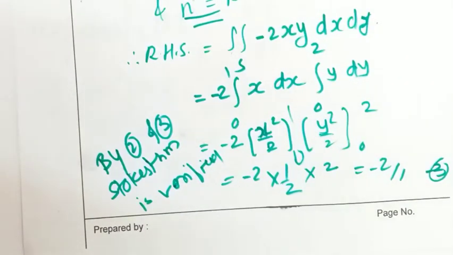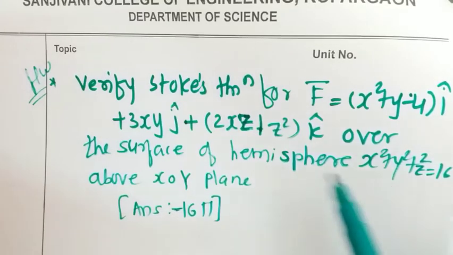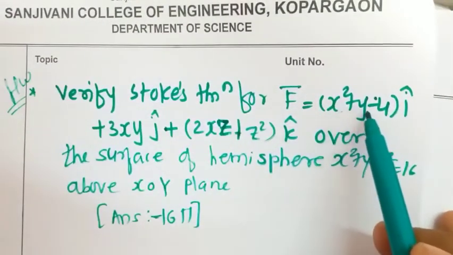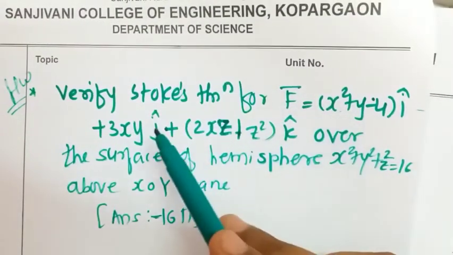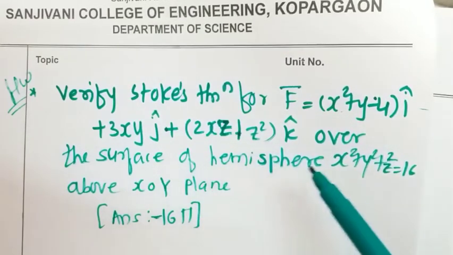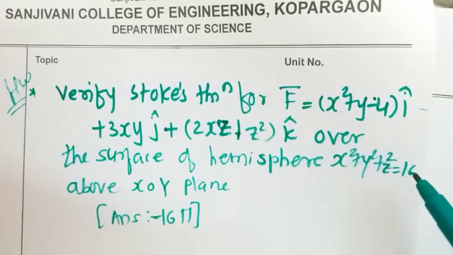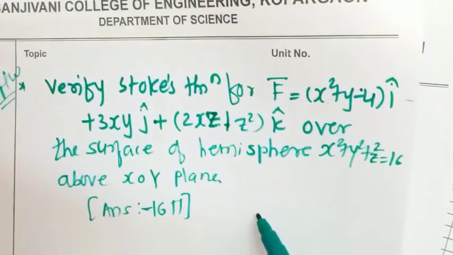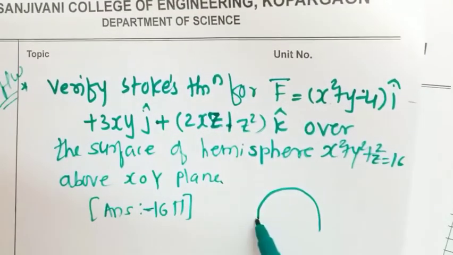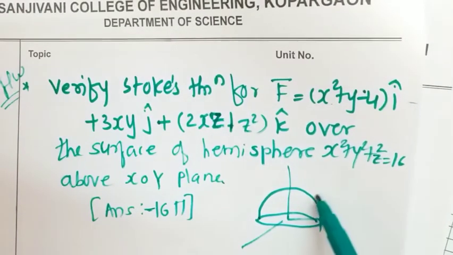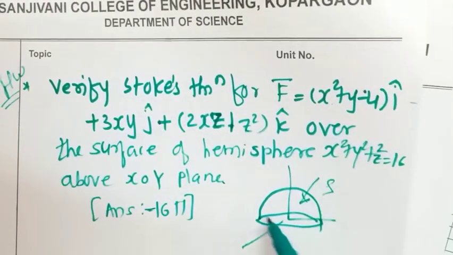Now one problem of verification I will give you for practice, you try it at home. So this is the problem for homework. Verify Stokes theorem for f bar equals x square plus y minus 4 into i cap plus 3xy j cap plus 2xz plus z square k cap over the surface of the hemisphere x square plus y square plus z square equal to 16 above the xy plane. So the surface is the hemisphere above the xy plane, half of the sphere.